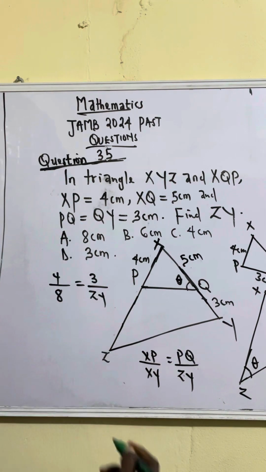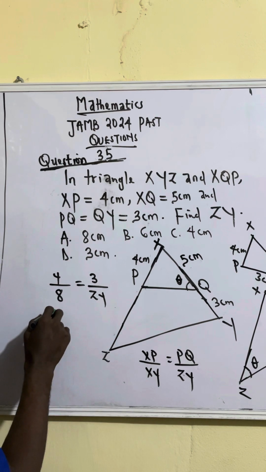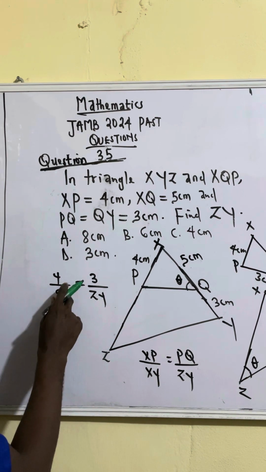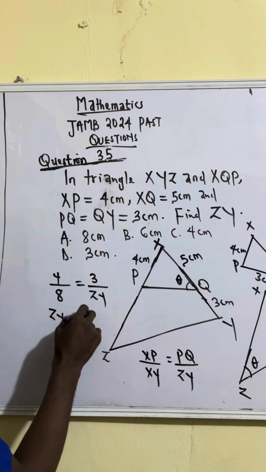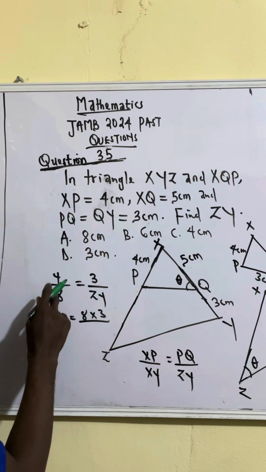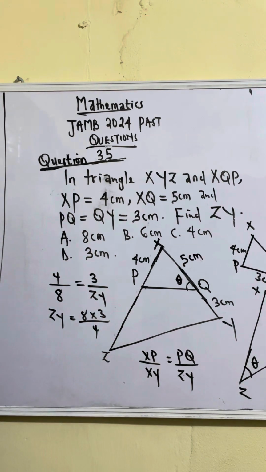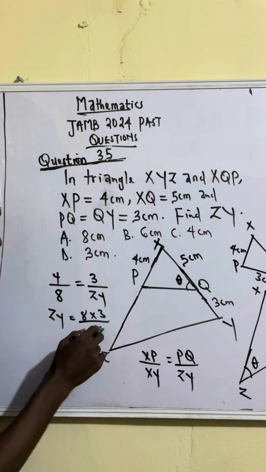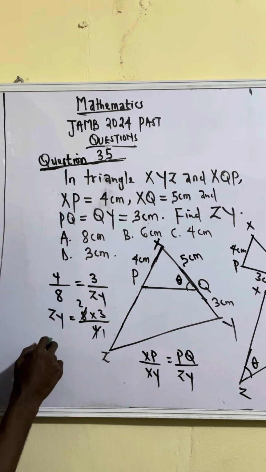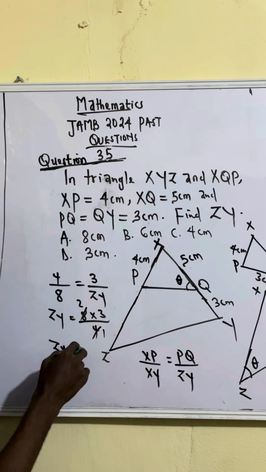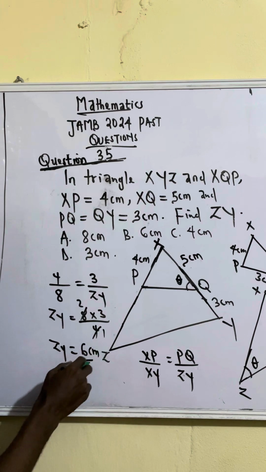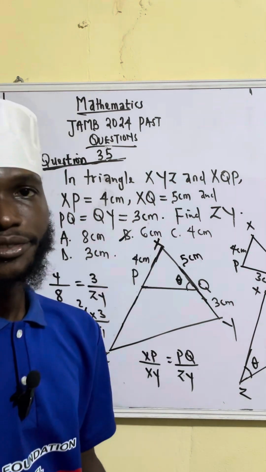So if I cross multiply, I can get my ZY. So ZY will be equal to 8 times 3 divided by 4. So if I make ZY the subject of the formula, 4 here is 1, 4 here is 2. So that means ZY equals 2 times 3. That's 6 centimeters. That's option B. Thank you.